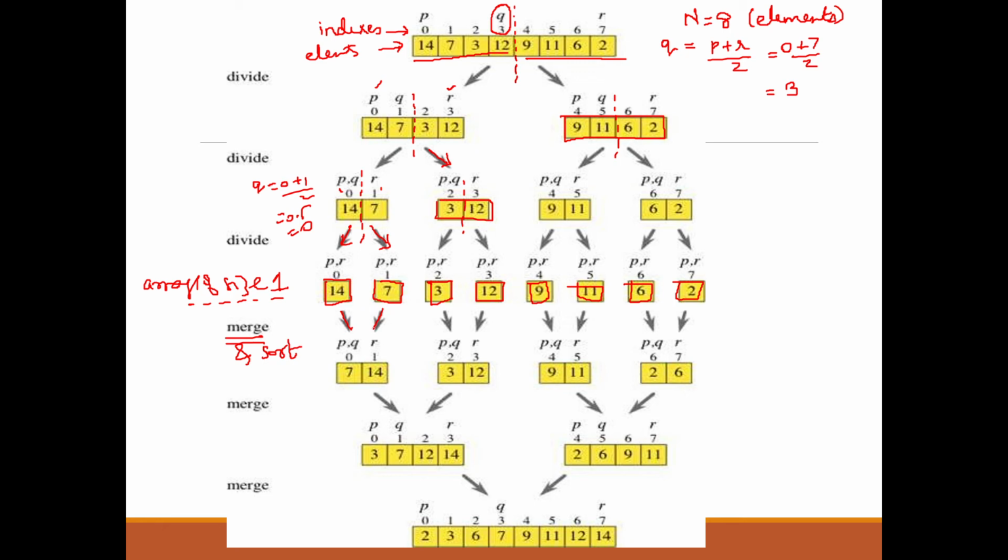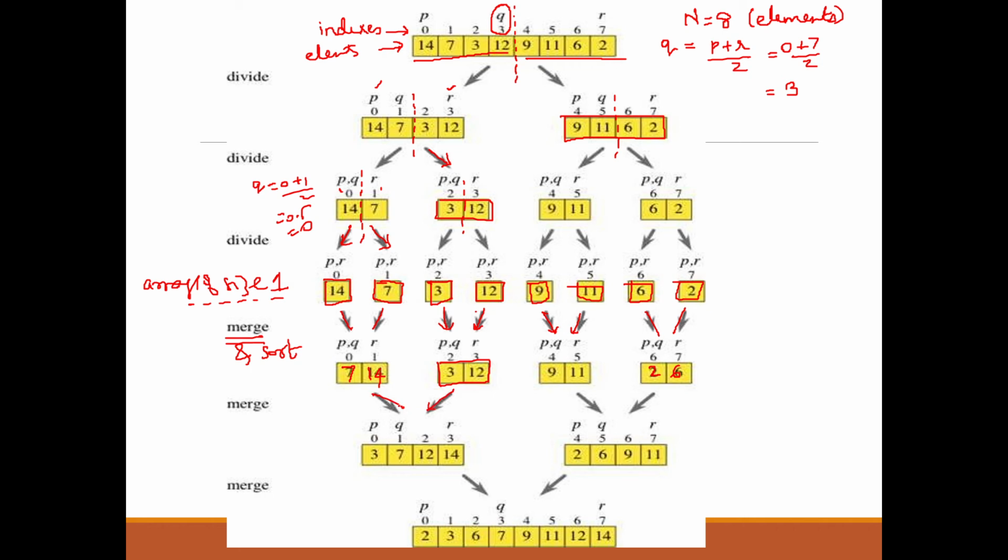So now when you merge these two, you see that this value 7 is smaller than 14. So 7 will be the first element and then 14 becomes the next element. Again merge these two elements here. 3 is smaller than 12. So these two elements, again merging and sorting. So 9 and 11, merging and sorting. So we get 2 and 6 here.